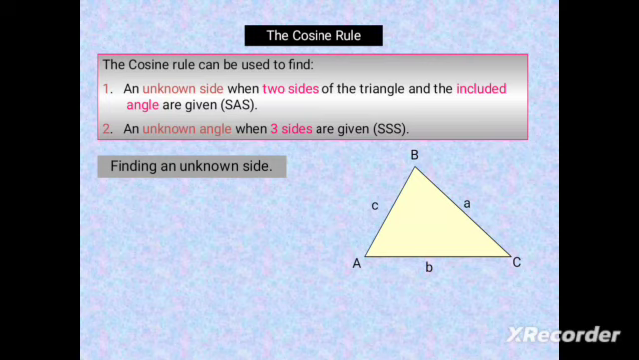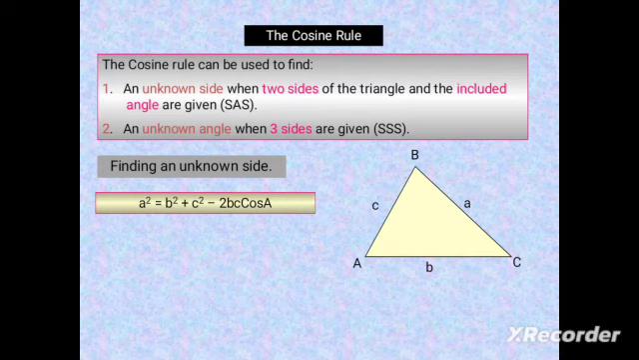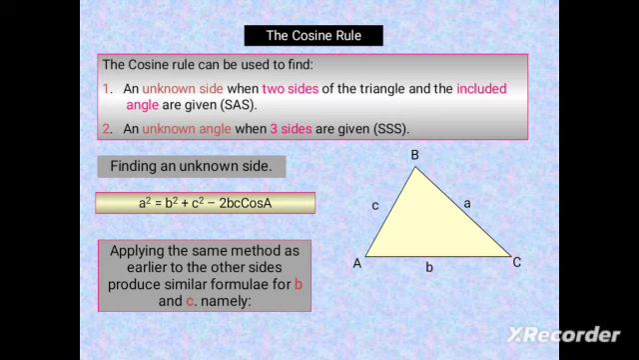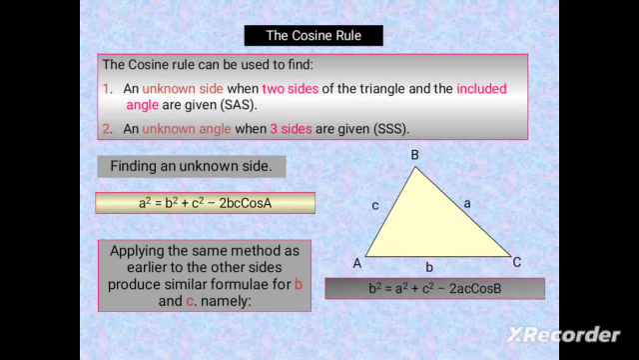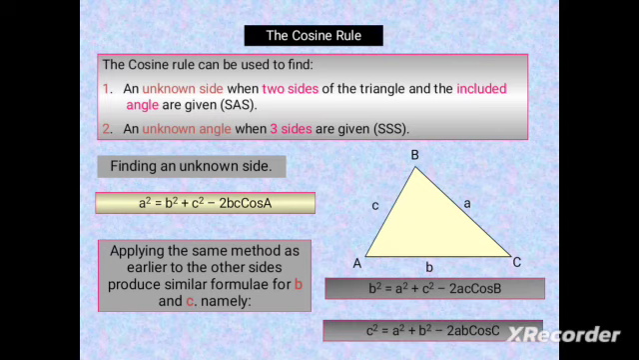And now that can take us to finding an unknown side, whereby we can also come up with other formulas depending on the remaining sides, which are B and C. So we are going to apply the same method as earlier to the other sides, to produce formulae for B and C. So if we choose side B, then it will go as B squared equal to A squared plus C squared minus 2AC cosine of B, because we chose side B. Also, if we pick side C, then it will go as C squared equal to A squared plus B squared minus 2AB cosine of C.